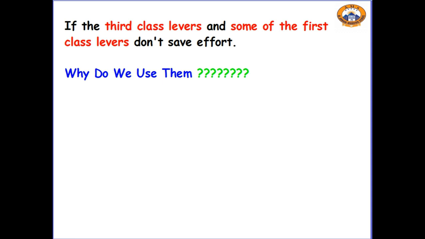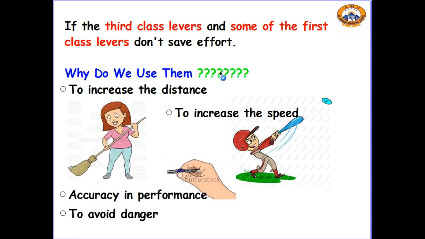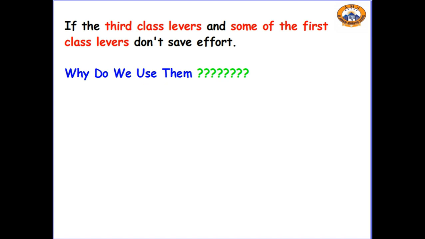The question is, if the third class levers never save effort, and they do not have mechanical benefits, why do we use them? We use them because they have other benefits, such as increasing the distance, as in the manual broom, or increasing the speed, like in the hockey bat. Or we use the third class levers to perform a task accurately, like in the case of tweezers. Or the third class levers may be used to avoid dangers, as in the coal holder and the ice holder.